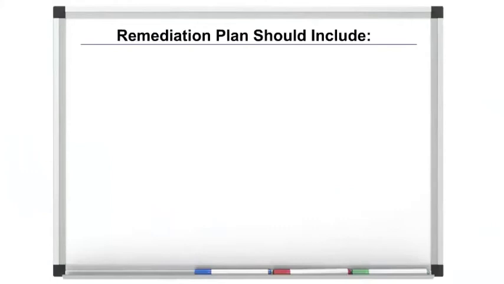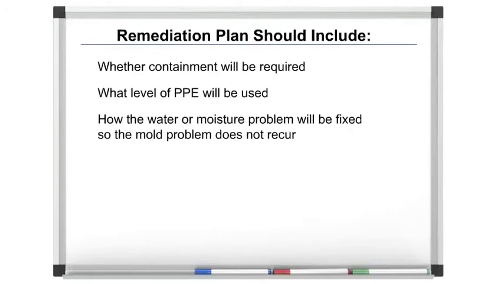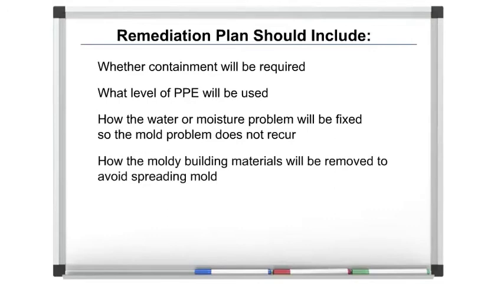The remediation plan should include whether containment will be required, what level of PPE will be used, how the water or moisture problem will be fixed so the mold problem does not reoccur, how the moldy building materials will be removed to avoid spreading mold.